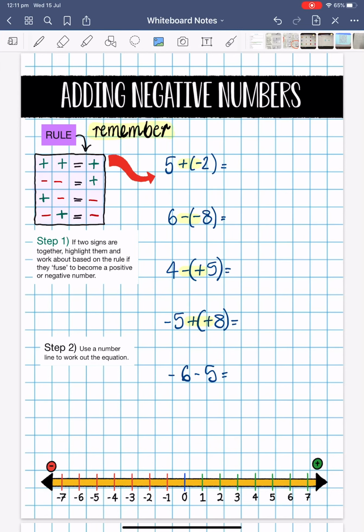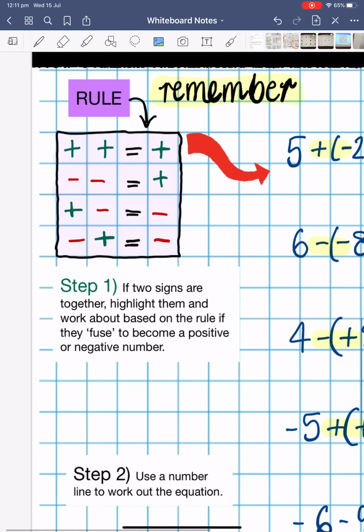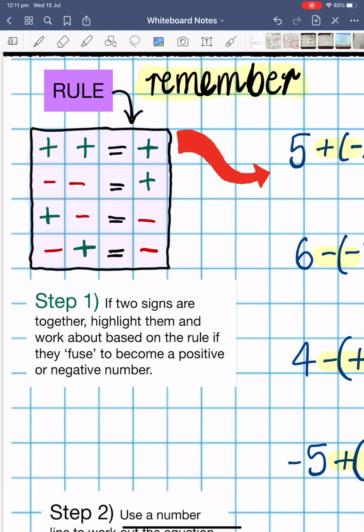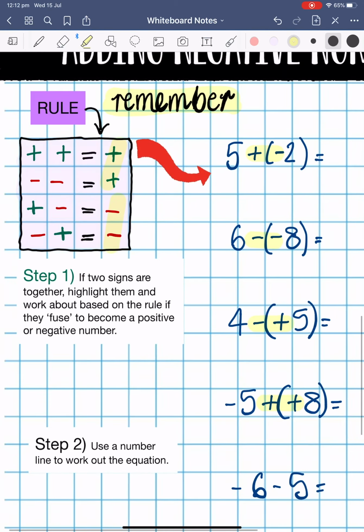In this video, I'm just going to give you a recap of how to add negative numbers. Now, remember our rule, and this is really important that you remember it. When we have two positives, it makes a positive. When we have two negatives, it makes a positive. When we have different signs, one positive and one negative, we actually get a negative, okay? So it's really important that you write this down and you remember it, okay?